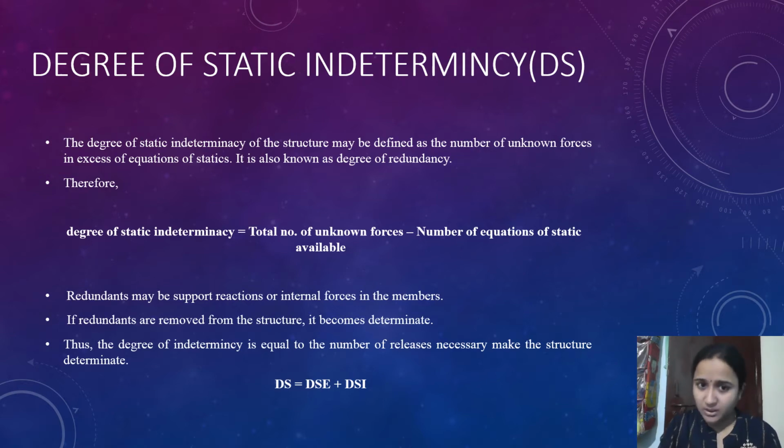So those are the total unknown forces available because of the end conditions, minus the number of static equations. Static equations means summation of Fx, Fy, and summation of moment is equal to 0. So from this simple formula we can find out the degree of static indeterminacy.